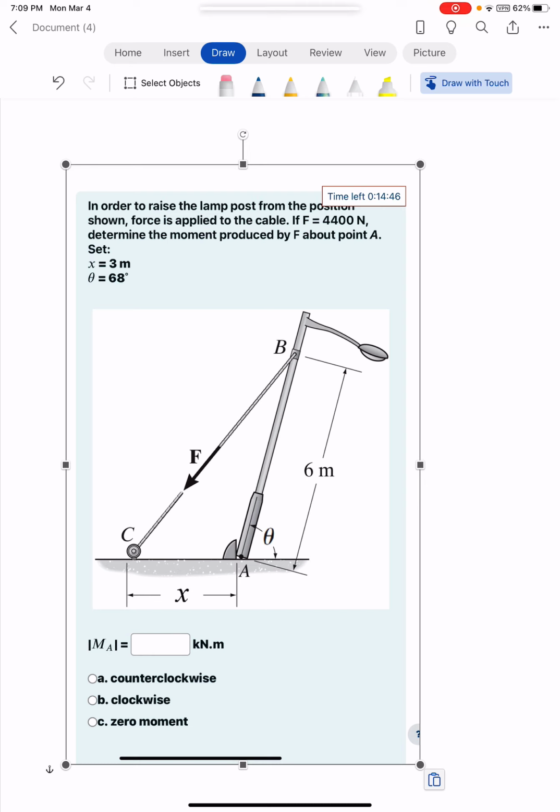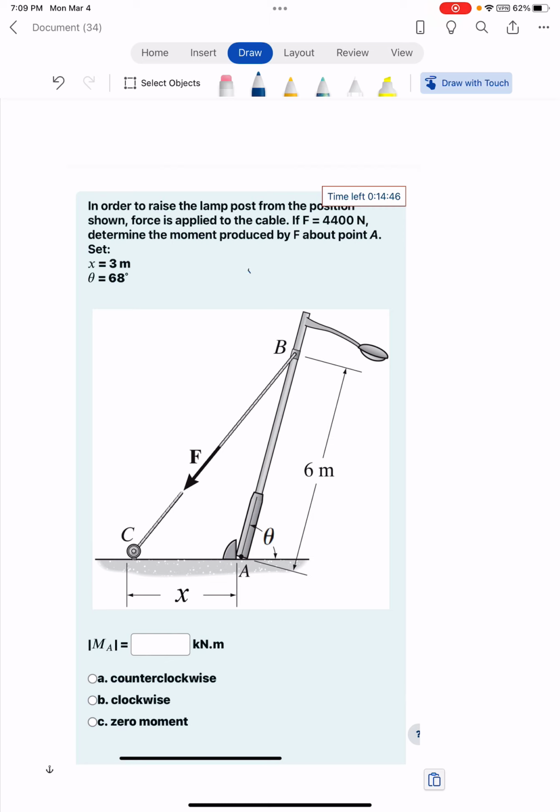Okay, let's look at this problem. This is OCW 26.